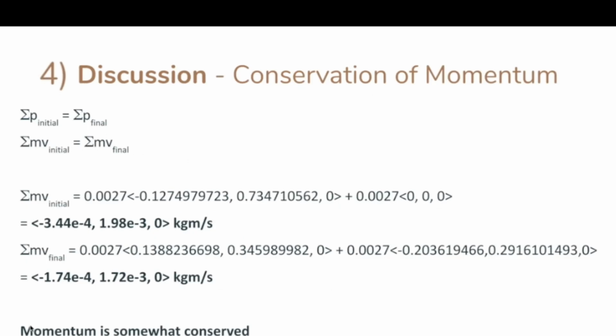So for conservation of momentum, the initial momentum should equal the final, which means the mass times velocity initial equals the mass times velocity final. And then these were the calculations, and momentum was somewhat conserved, but there were probably going to be some errors.